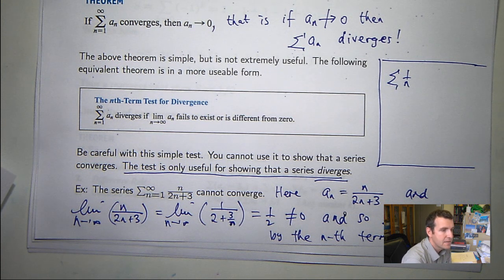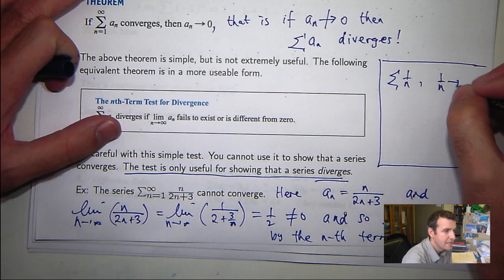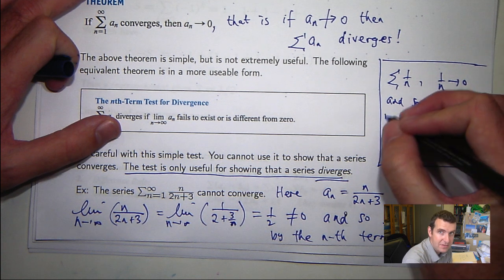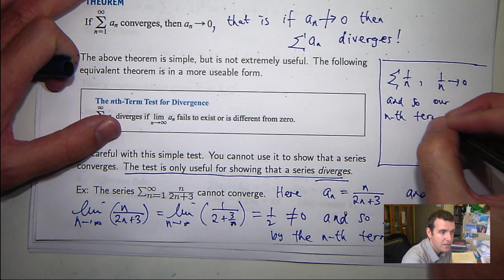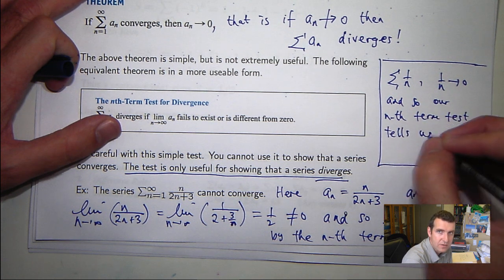Now here, a sub n is 1 on n, and if I look at the nth term test and try to apply it here, well, the limit of 1 on n is 0. Now, all that means is that the conditions of the nth term test don't hold. So we can't say anything about that series based on the nth term test. The series might converge, the series might diverge, we just don't know.